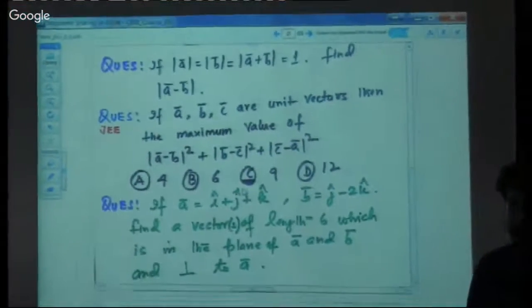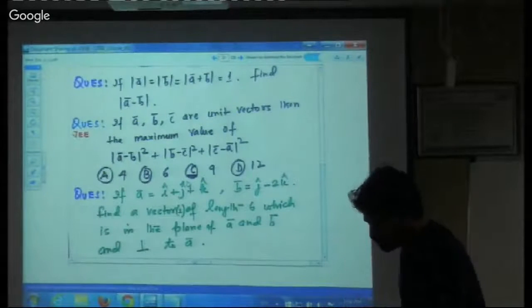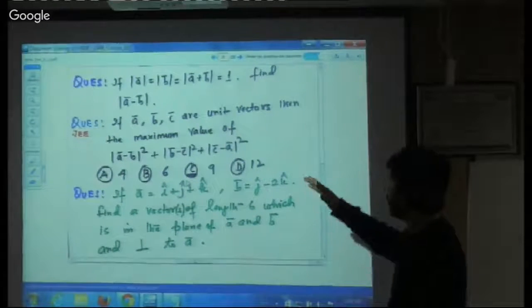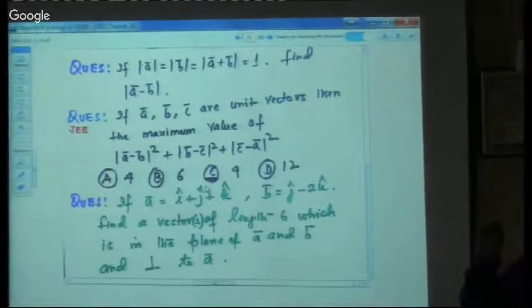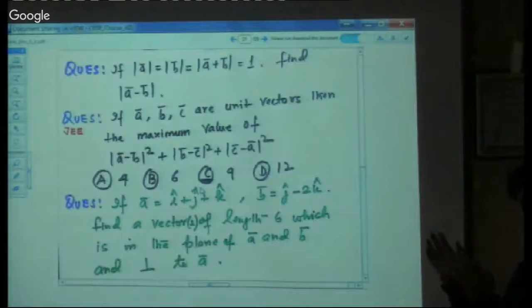Twice of mod A square plus twice of mod B square. So find out. It's very easy now. Root 3, perfect. Understood? Because on the right hand side, mod A square is 1 and mod B square is 1. So 1 plus 1 is 2 and that will double itself because we have 2 mod A square plus 2 mod B square. So on the right hand side I got 4.